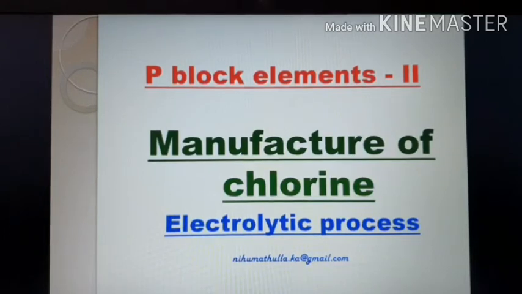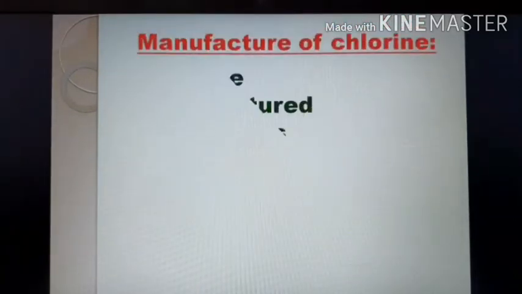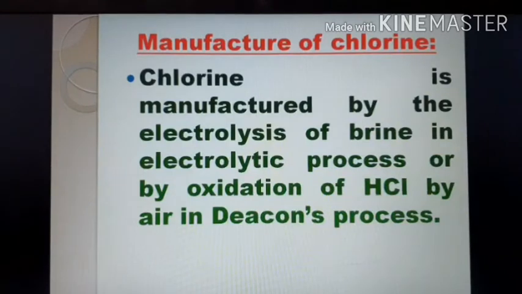So in this video, we are going to discuss the manufacture of chlorine on a large scale by the electrolytic process. Chlorine is manufactured by the electrolysis of brine in the electrolytic process, or by the oxidation of HCl by air in the Deacon process. We will discuss the Deacon process in a separate video.